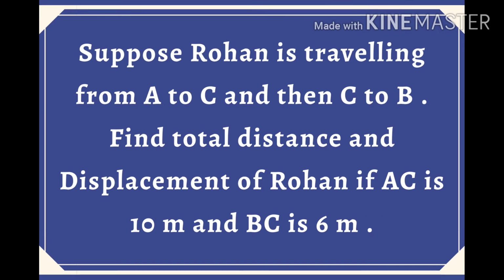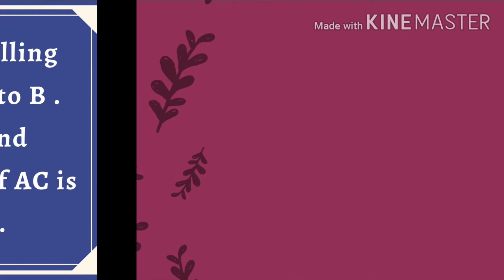Let's get started. Now let's go through the first problem. Suppose Rohan travels from point A to C, and after reaching point C, he travels from C to B. Find the total distance and displacement of Rohan if the length of AC is 10 meters and the length of BC is 6 meters.